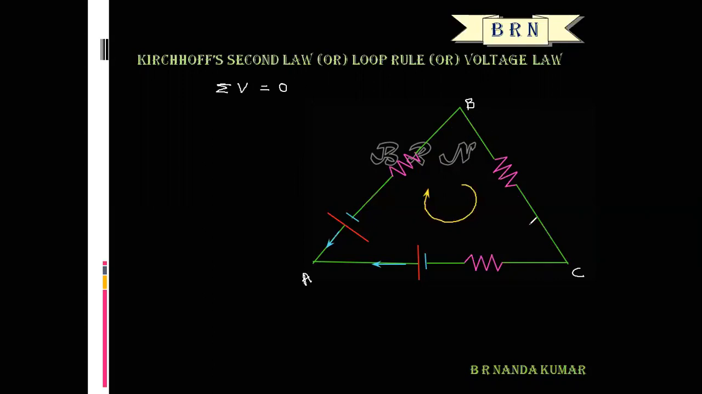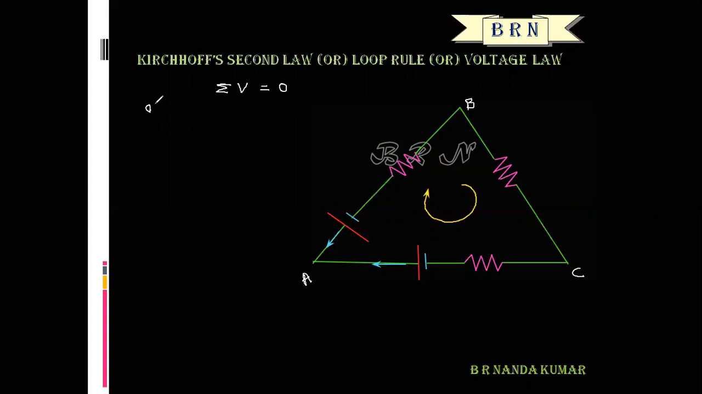So this is a closed conducting path in an electrical network. So A, B, C, A is actually a loop, or that is also called a mesh. So AB is a branch, BC is a branch, CA is a branch. According to this law, the algebraic sum of voltages in a loop or mesh is exactly equal to 0.